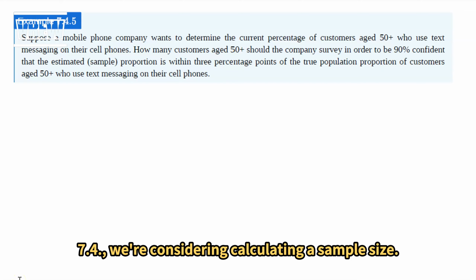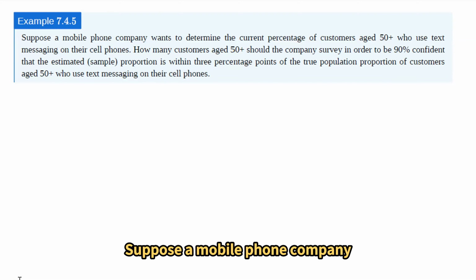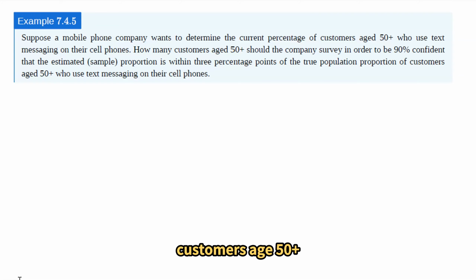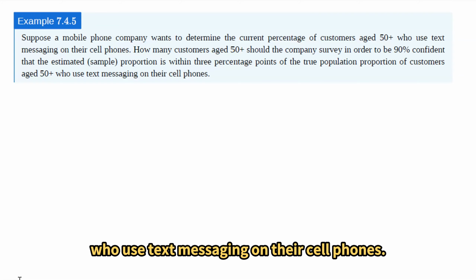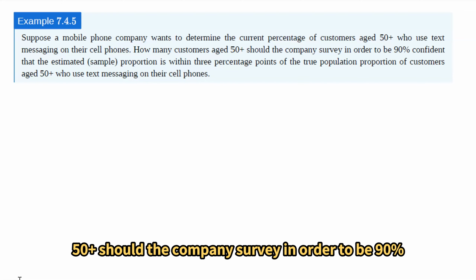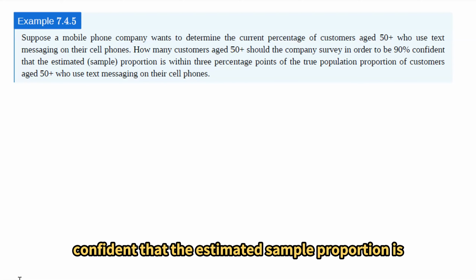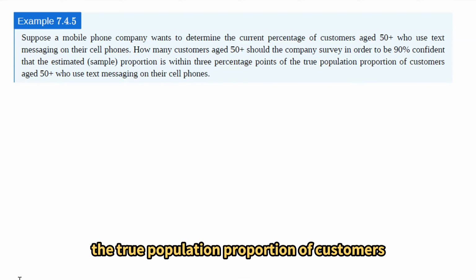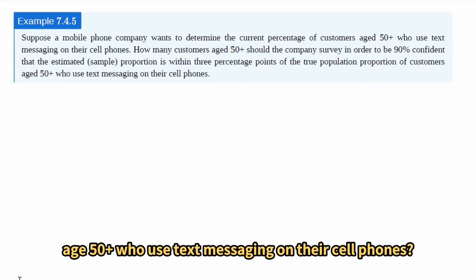For example 7.4.5, we're considering calculating a sample size. Suppose a mobile phone company wants to determine the current percentage of customers aged 50 plus who use text messaging on their cell phones. How many customers aged 50 plus should the company survey in order to be 90% confident that the estimated sample proportion is within 3 percentage points of the true population proportion of customers aged 50 plus who use text messaging on their cell phones?